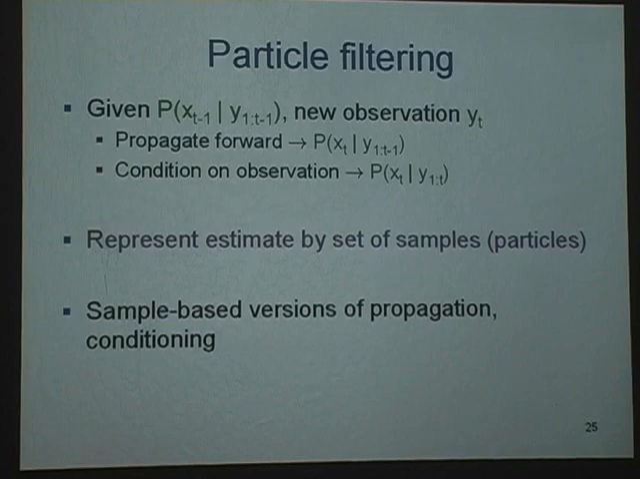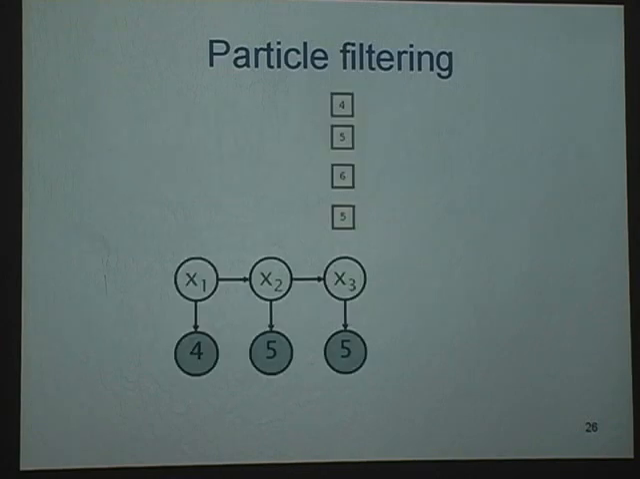And basically, you just have to change the propagation and conditioning operations to be sample-based. So let me just show a quick sketch of how that works. In this situation, we have 3 observations so far, 4, 5, and 5, and we have unknown states, x1, x2, x3.